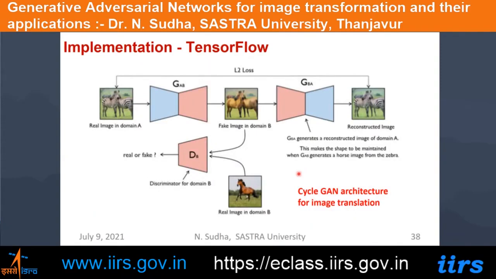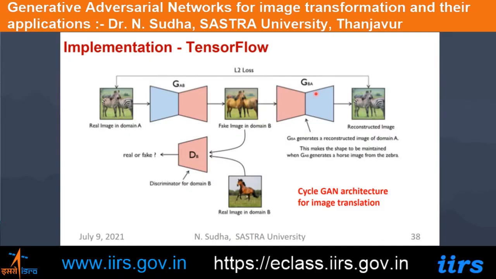So there is another implementation of CycleGAN. We have seen what a CycleGAN is. The CycleGAN has two generators and two discriminators, and it can train on unpaired inputs. So you can give a set of zebra images and a set of horse images, because we cannot have exactly paired images in this case.